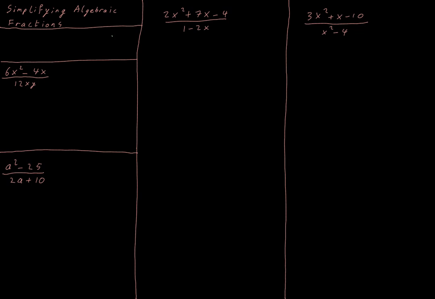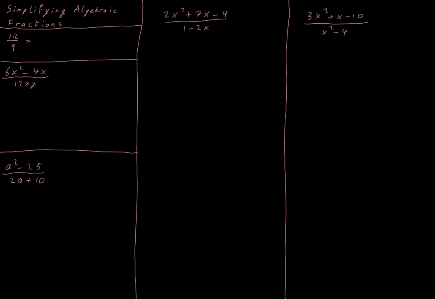Hello, today we are going to look at simplifying algebraic fractions. So we already know how to simplify fractions. We would look for the highest common factor top and bottom and divide it out. So if we had something like 12 divided by 9, how would we simplify that fraction?